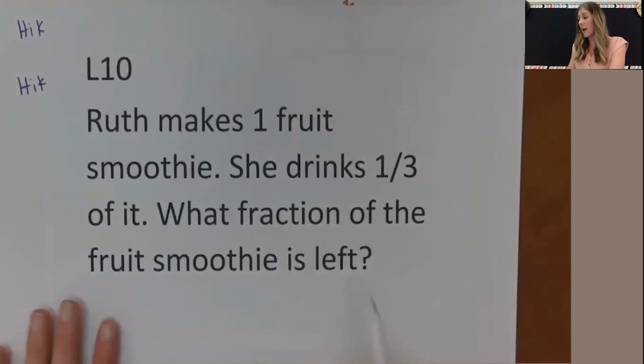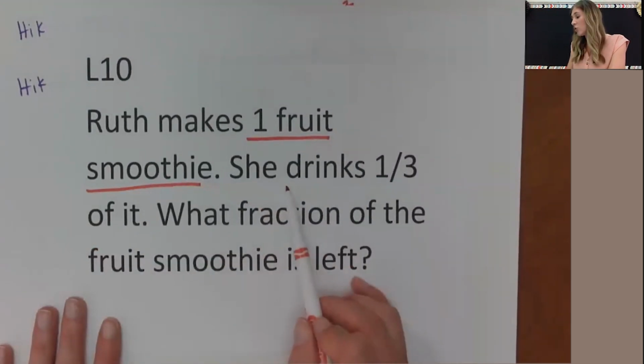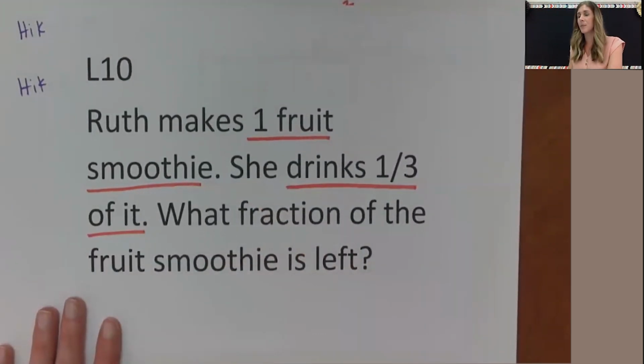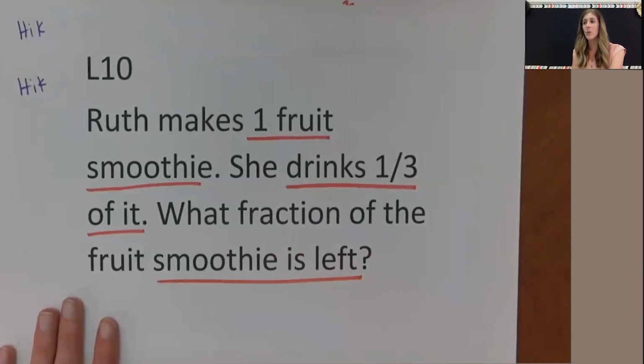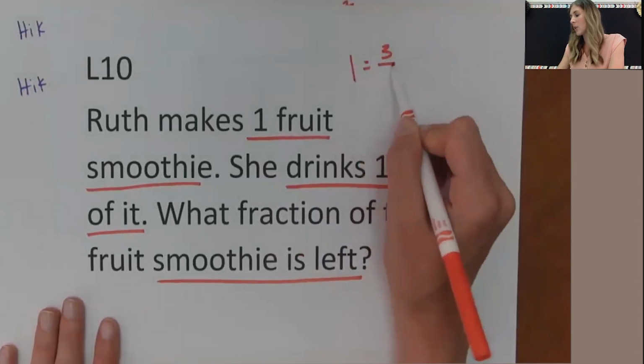This question is about Ruth making a fruit smoothie. What information do we know? We know that she made one whole fruit smoothie, and then we know that she drank 1/3 of it. So what are we trying to find out? We're trying to find out how much of her smoothie is left. The word problem states that Ruth makes one fruit smoothie. What fraction could we write to represent the whole fruit smoothie? Correct, 3/3. One whole we could write as 3/3.